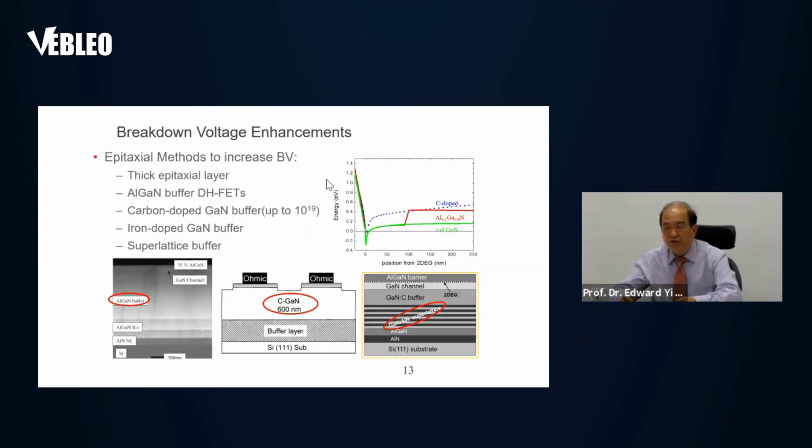And usually to grow a device with a good breakdown voltage, we need quite a huge approach. We need a thick buffer. Sometimes we need a double heterojunction buffer with an air gap to give high breakdown voltage and also low leakage current. And we use carbon doping to trap the electrons, and sometimes iron doping too. And then we have a superlattice to trap the electrons.